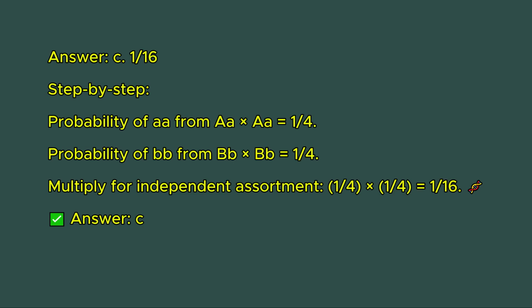Answer C. 1/16. Step by step. Probability of aa from Aa x Aa equals a quarter. Probability of bb from Bb x Bb equals a quarter. Multiply for independent assortment: 1/4 times 1/4 equals 1/16. Answer C.